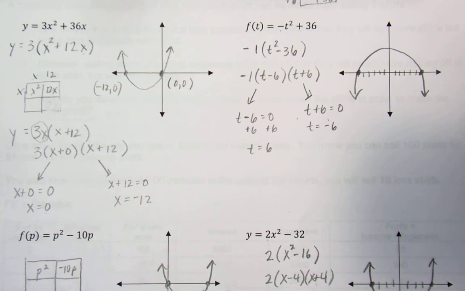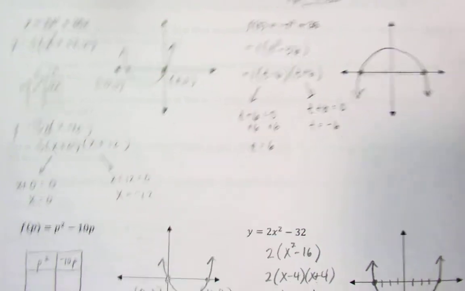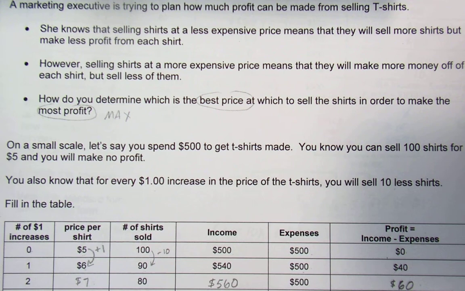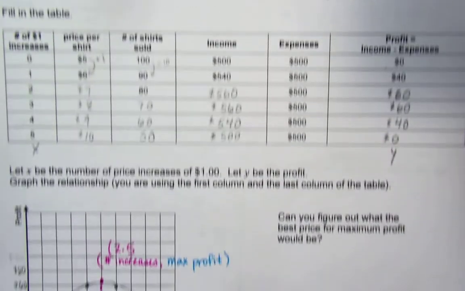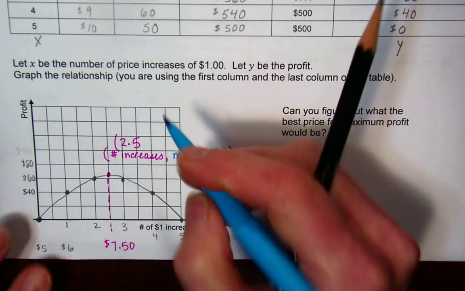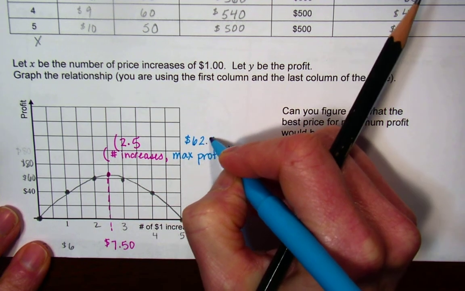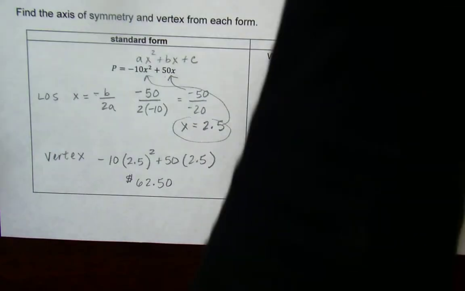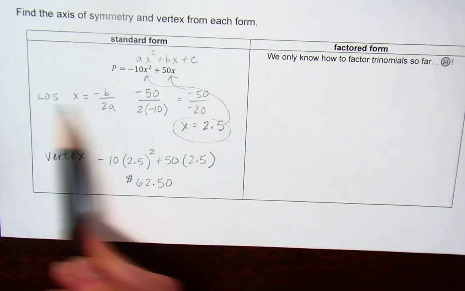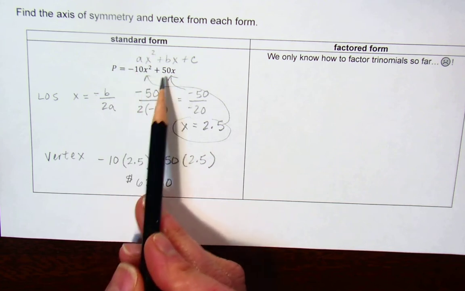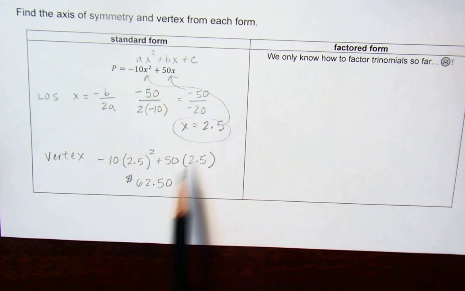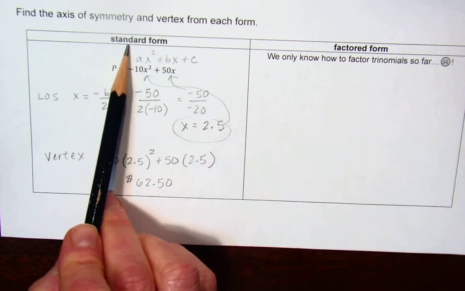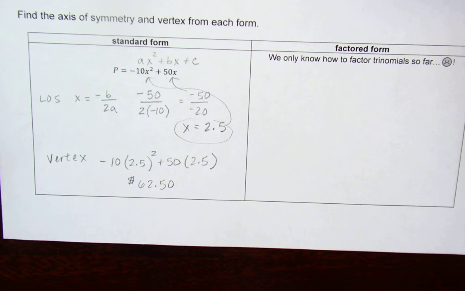Now let's go back to that real-world example to finish it up. We said here that the maximum profit that we could have for the number of t-shirts in this example turned out to be $62.50. And we were able to find that by looking at the line of symmetry using this formula from the standard form, and then finding the vertex by taking that line of symmetry and substituting it back in. But that's what happens in standard form. This lesson is about factoring binomials.